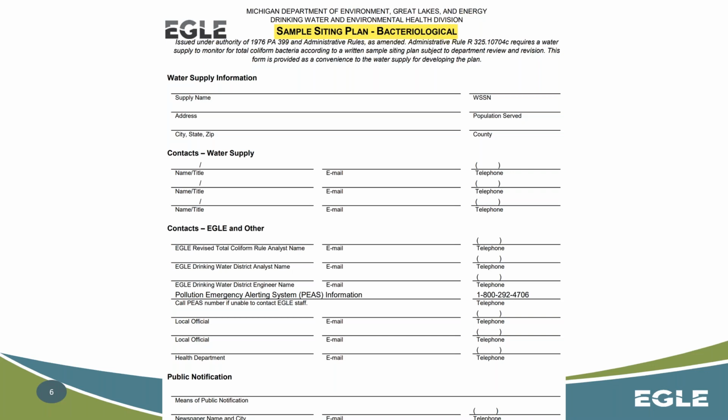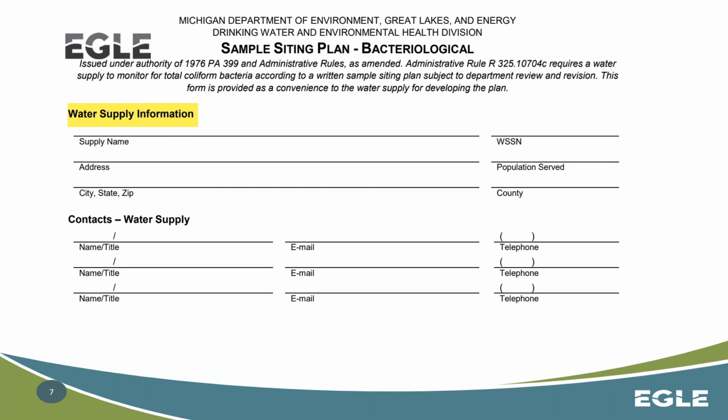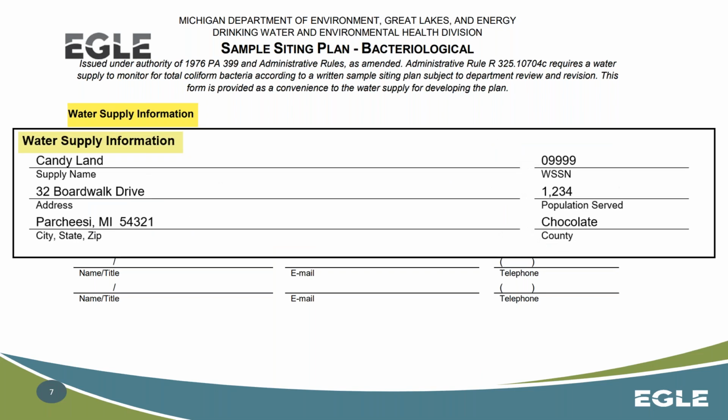Now that we have found the form, let's go through each section. For training purposes, we will be using the fictitious water supply, Candyland, as an example of how to properly fill out this form. The first section is for the water supply information. This includes the water supply name and water supply serial number, or WSSN, the physical address and county, and population served.